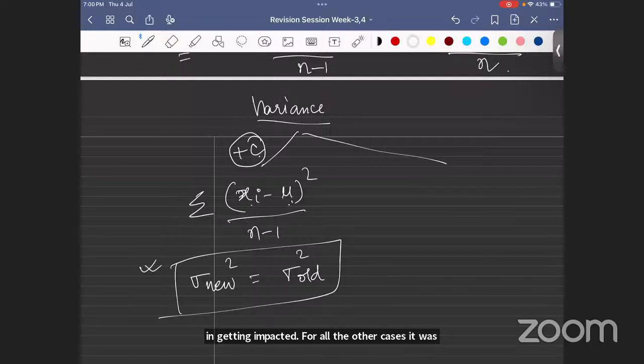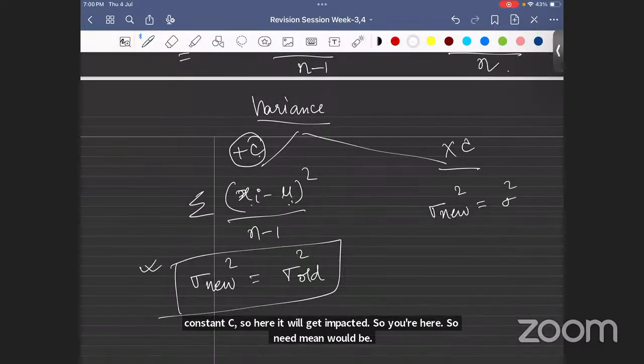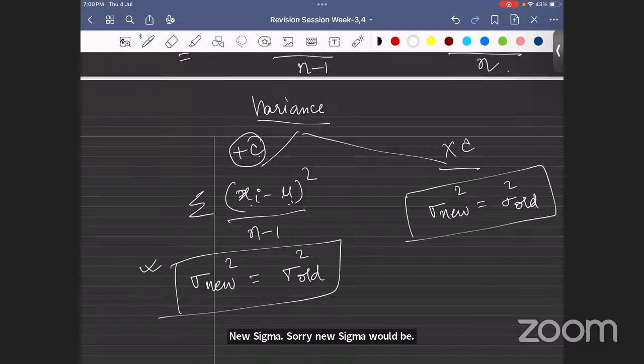Now, if you are multiplying by some constant c, here it will get impacted. So the new sigma square would be the old sigma square multiplied by c square. So in the variance, if you are adding some constant c to each of the terms, the variance will not get impacted, because the mean will nullify that c. Now if you are multiplying some constant c to each of the terms, your variance would be c square times the old variance. Okay, is this clear to everyone?